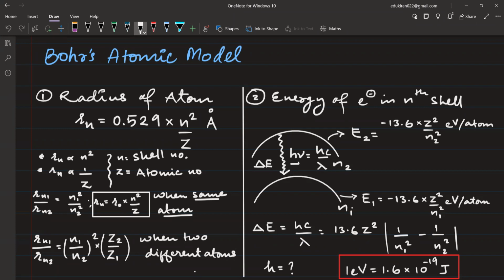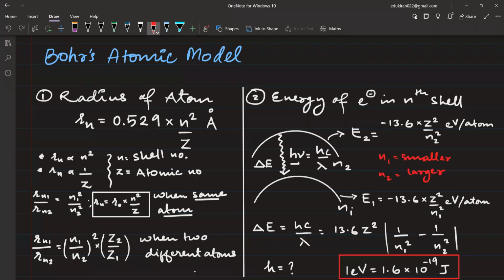Now the change in energy will be equal to what? It will be equal to minus 13.6 into z square upon n2 square minus 13.6 z square upon n1 square. So what will happen here? I will take the minus common and I will get minus 13.6 z square into 1 upon n1 square minus 1 upon n2 square. Just keep in mind n1 is the smaller, and n2 will be larger.